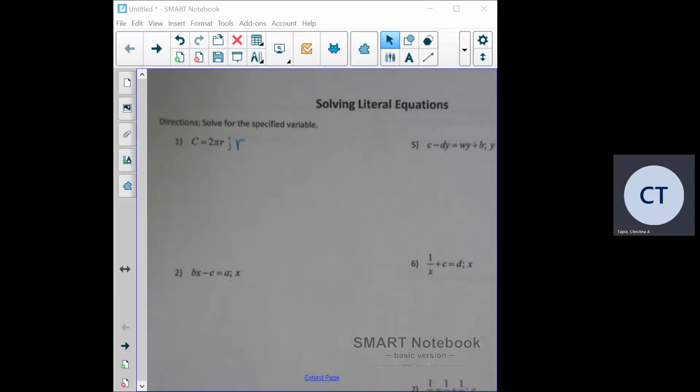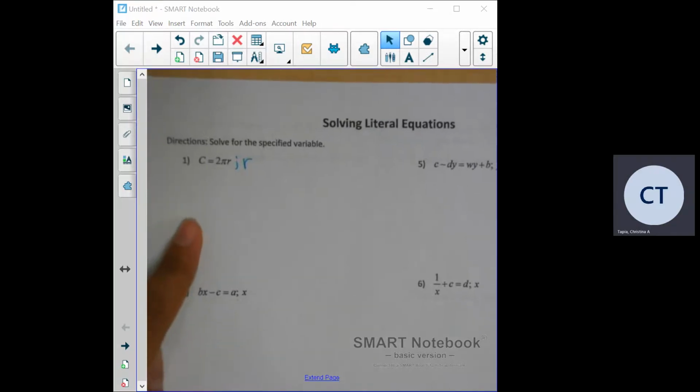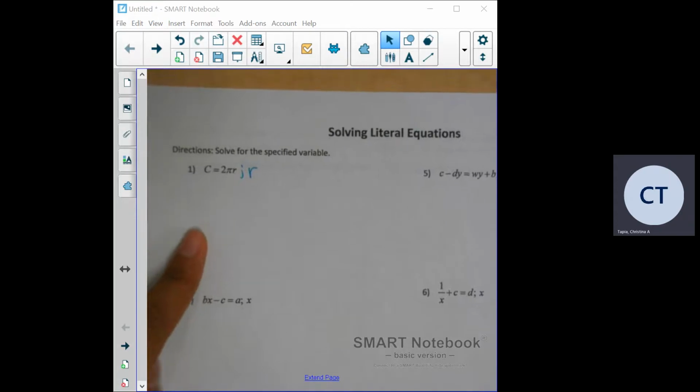Remember, when I solve these, I would love to go through every single question, but you've already learned how to do this back in Algebra 1. I'm just refreshing your memory because as the school year goes on, we're going to have to do some literal equations and start isolating variables. So looking at question 1, this is probably one of the easiest questions on the page. And if you're like, no, it's not, okay, well, let's figure out how.